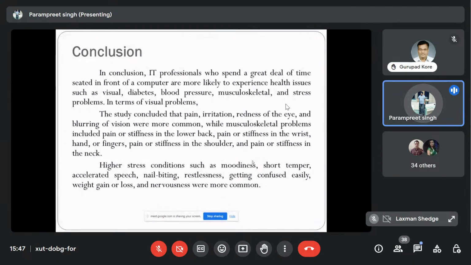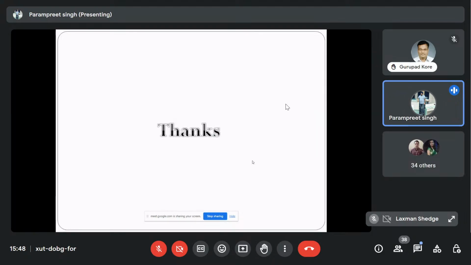In terms of visual problems, the study concluded that pain, irritation, redness of the eye, and blurring of vision were more common, while musculoskeletal problems included pain or stiffness in the lower back, pain or stiffness in the wrist, hand or fingers, pain or stiffness in the shoulder, and pain or stiffness in the neck. Higher stress conditions such as moodiness, short temper, accelerated speech, nail biting, restlessness, getting confused easily, weight gain or loss, nervousness were more common. Thank you.